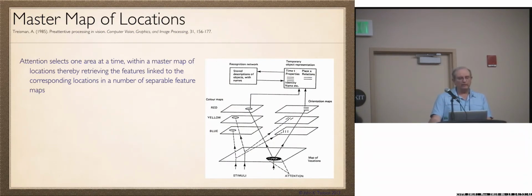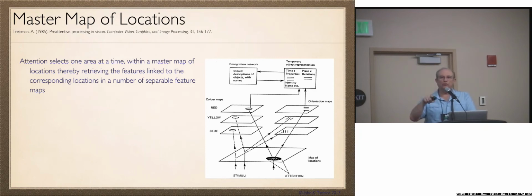This is reflected in this model of Treisman's that includes this master map of locations. We'll come back to this shortly, but the main point here is that what she believed is that there is a representation of all of the locations in the visual field, and that somehow encapsulates which positions have salient items.